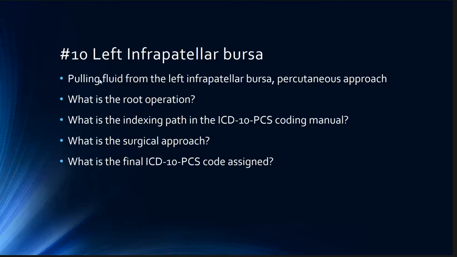So again, you're pulling out, where is this telling you what the root operation is? What does pulling fluid mean? And how does that translate to an ICD-10-PCS root operation? And remember, you have the listing of all the root operations for the medical surgical section given to you back in chapter 1 of your textbook. You also should have them listed somewhere in your ICD-10-PCS coding manual. We have our surgical approach given to us in this clinical statement, and we have our anatomy.